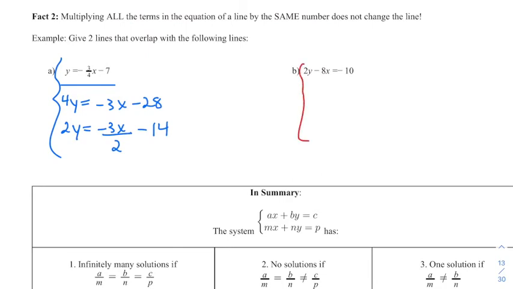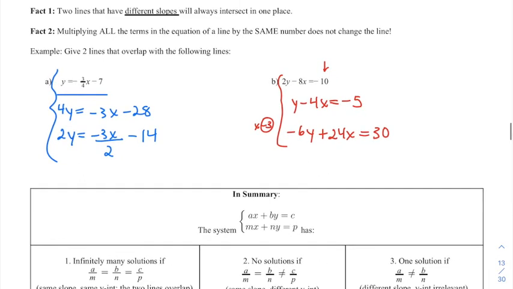So now in this standard form where C is on this side, if I want, I can divide all of these by 2, and that's going to be the same line. Or I can multiply them all by, I don't know, -3. If I multiply this by -3, I'm going to get -6y plus 24x equals 30. So all 3 of these lines, if I graph them, will be the same.